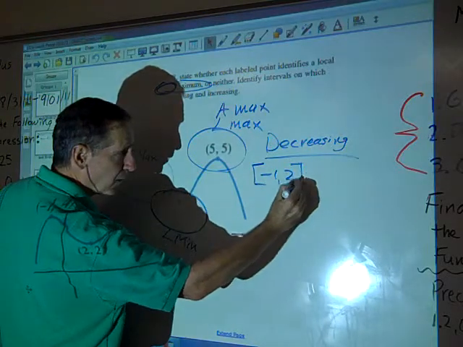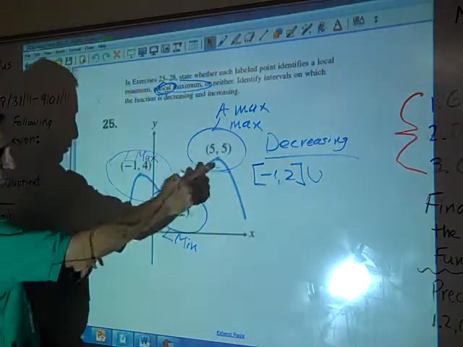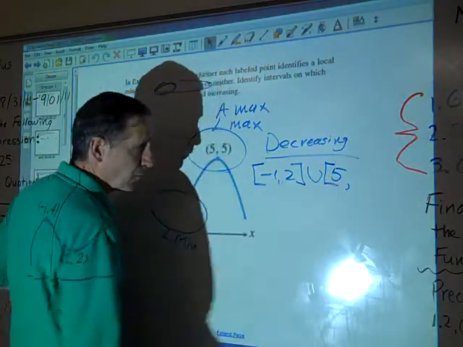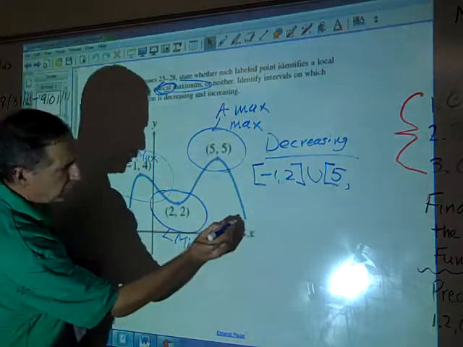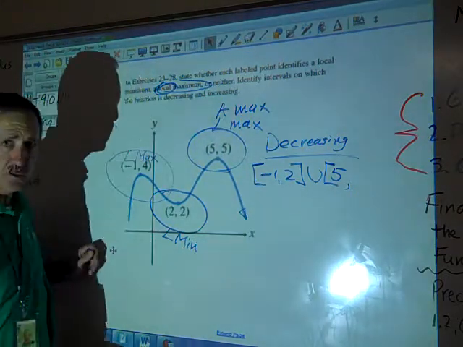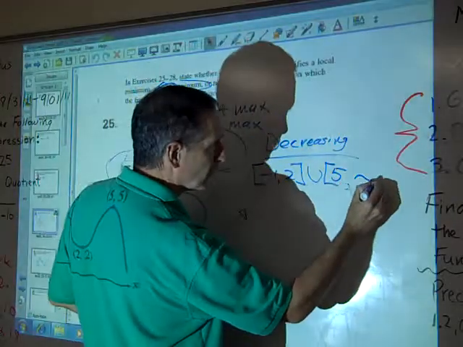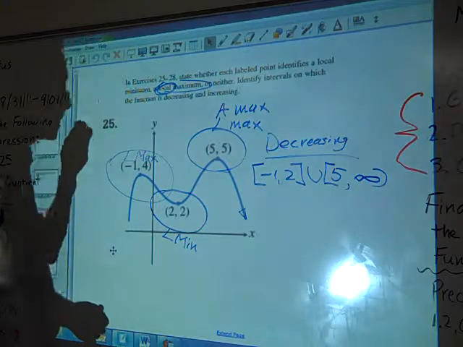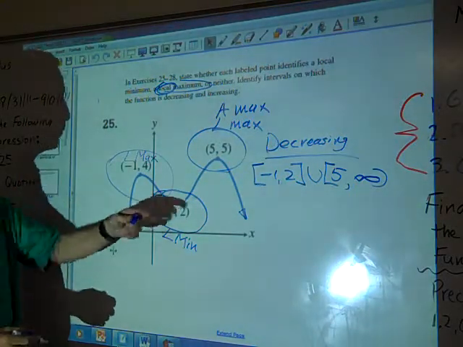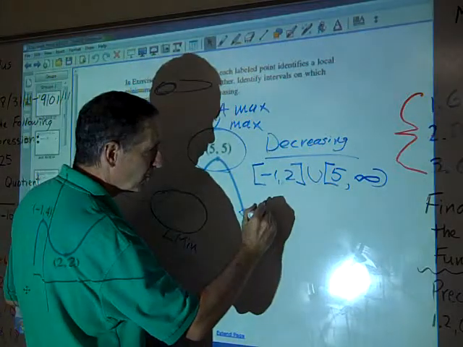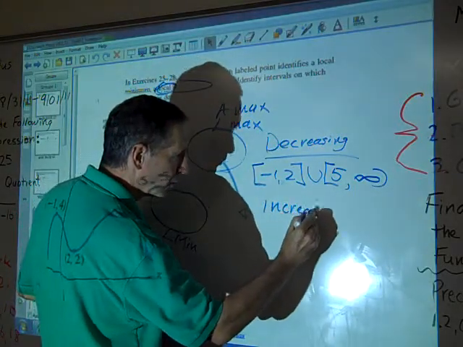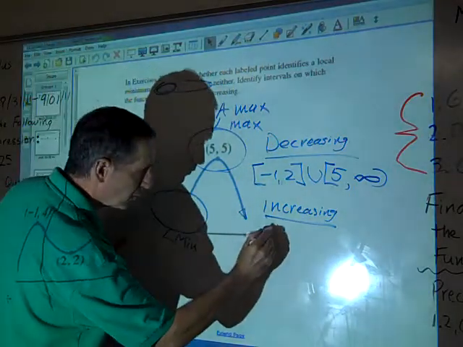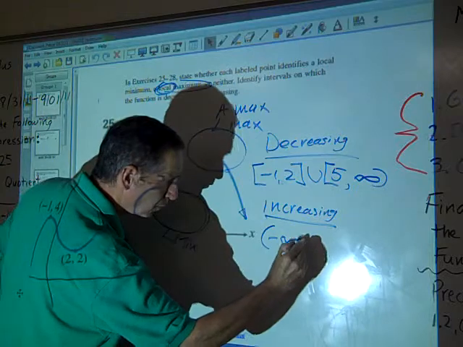And also 5 to, I don't know. When I graph it, let's say that it just keeps on going. How far? To infinity. Okay, now that's decreasing, and then increasing. It increases from negative infinity to negative 1, and then from 2 to 5.